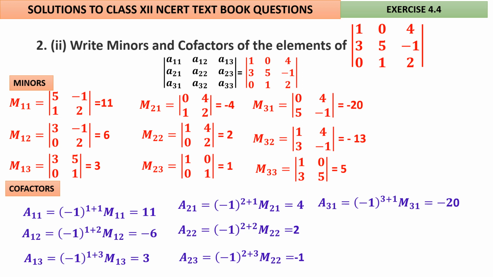A31 positive, therefore minus 20 comes as minus 20 only. A32 should be negative sign, therefore minus of minus 13, plus 13. A33, minus 1 whole power 3 plus 3, therefore positive, therefore 5. So these are the cofactors of the elements of the given matrix.